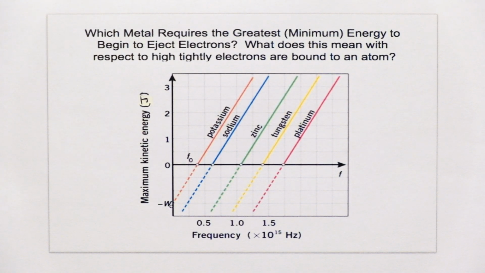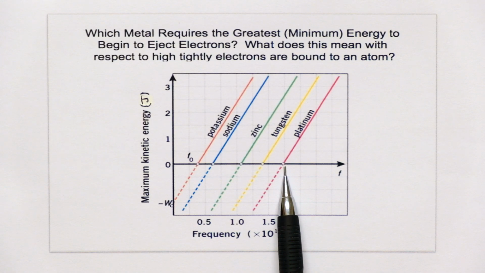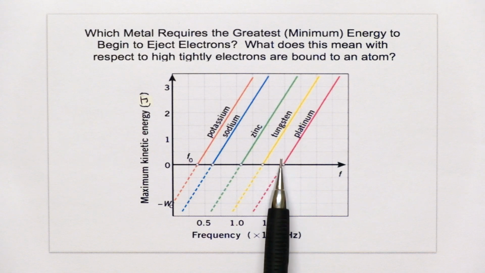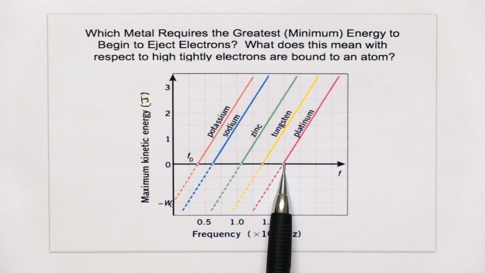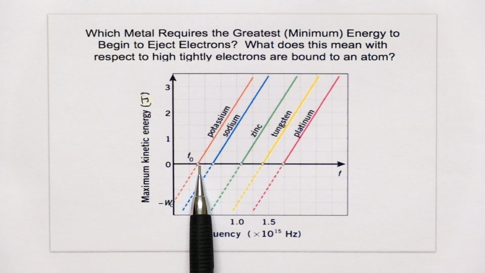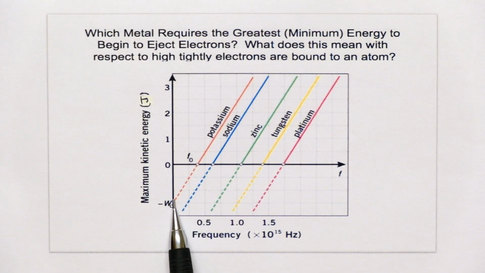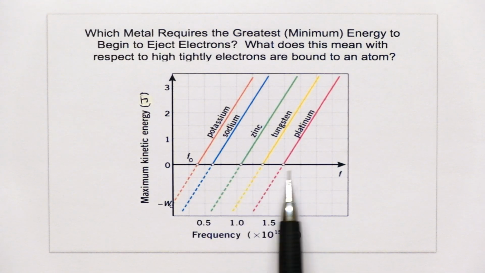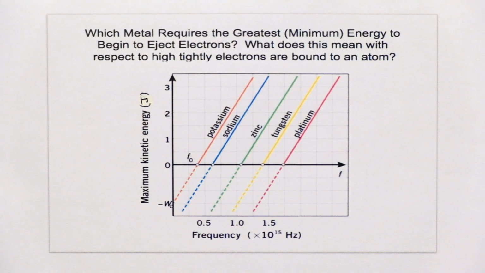Platinum would require the most energy from a photon to remove electrons from the surface of the metal, because platinum has the highest threshold frequency, and if we had to extrapolate this graph back down to the vertical axis, it would also have the greatest work function. So in platinum, the electrons would be more tightly bound to the atom than in potassium. Potassium has the lowest threshold frequency, it will have the lowest work function, therefore it would lose electrons the easiest. Of all of these metals, platinum would require the most energy to have electrons removed.